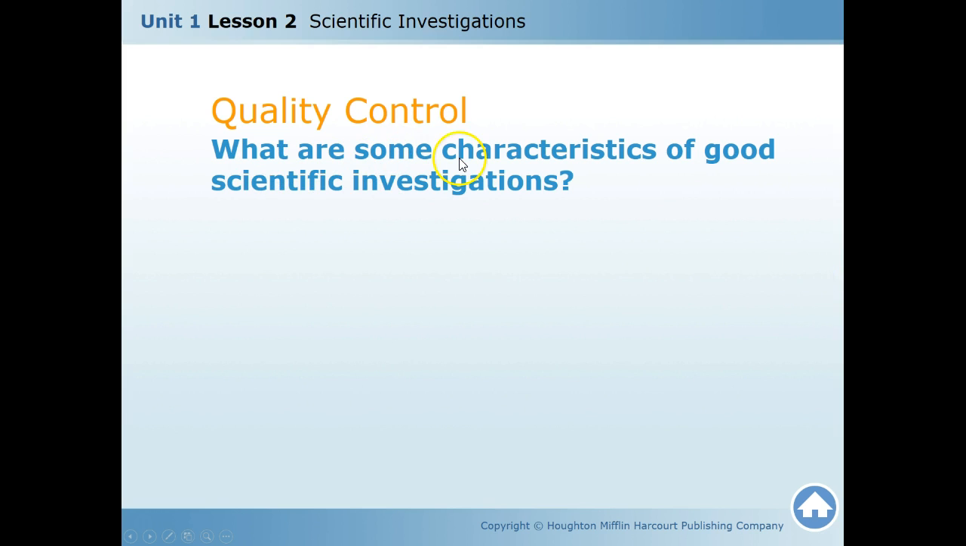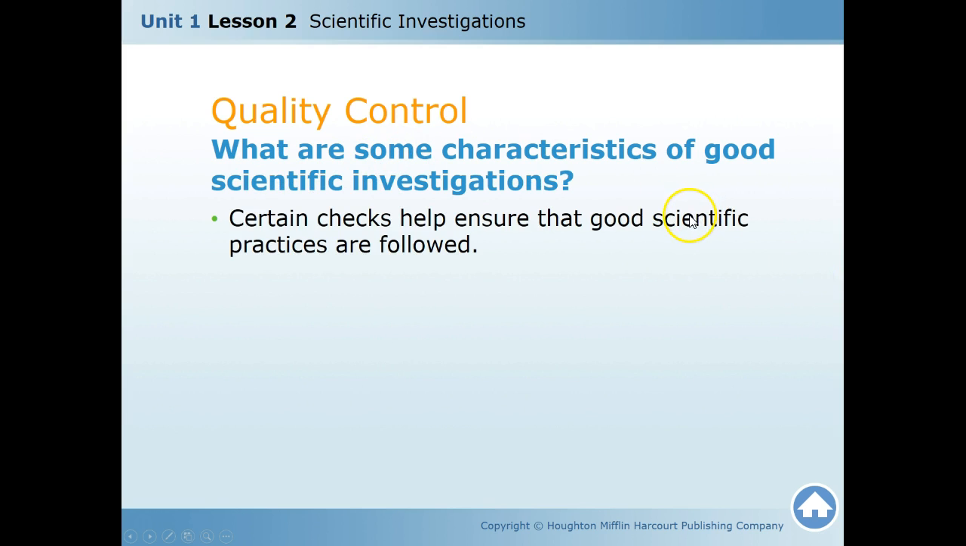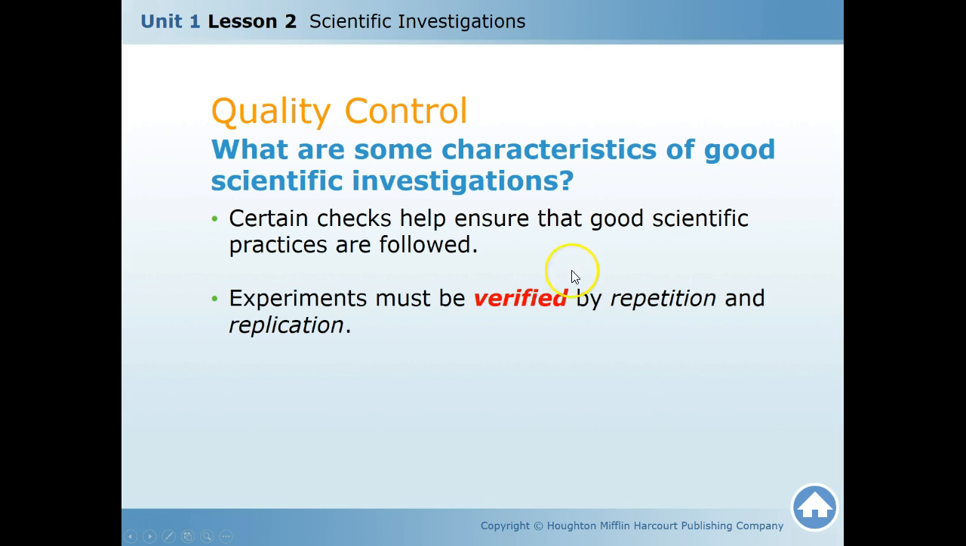Quality control: there are some characteristics of a good scientific investigation. Certain checks help us to make sure that we have good scientific practices. We want to verify our experiment by repeating it. So I might do that whole temperature-of-a-plant experiment, trying to maintain the temperature for the plant and see how much growth I get.